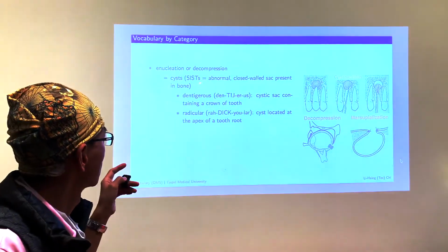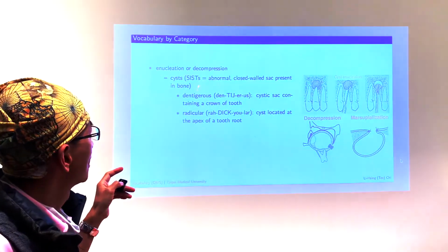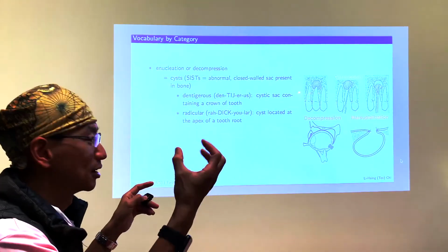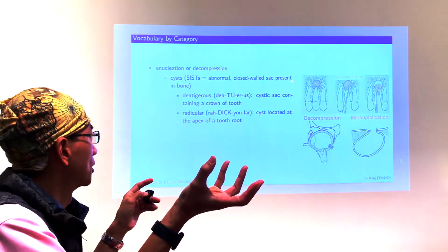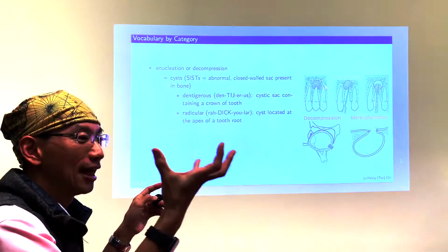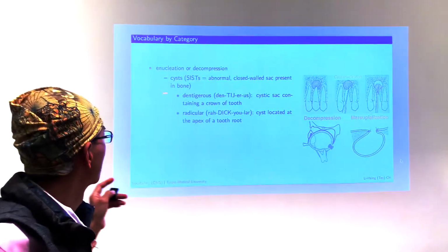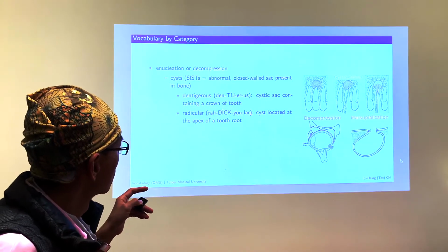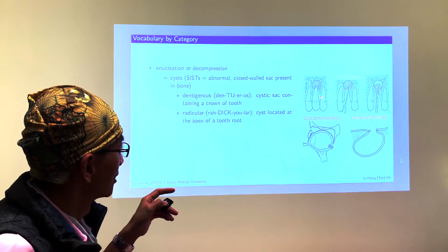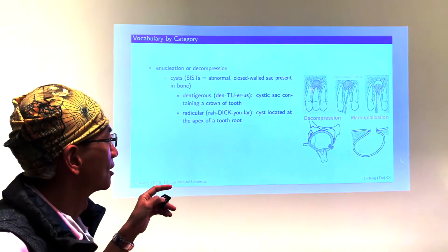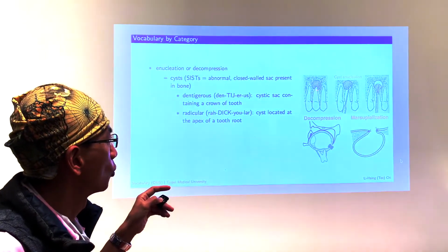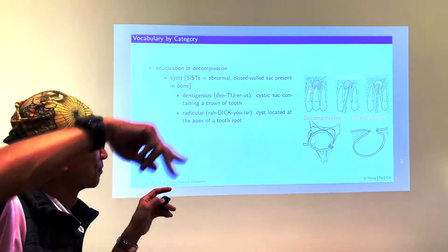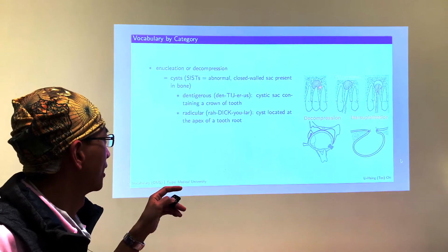Cyst, 囊肿. The cyst is an abnormal sac with some fluid inside the bone. 一袋子装了水的囊肿. For example, radicular cyst. This is a kind of radicular cyst because it is closely related to the root tip. Radicular means the root. So the radicular cyst is right here.